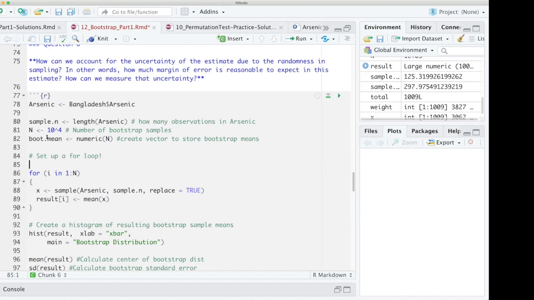What else do I need to change here? Are we still replacing it? We are still replacing it. Yeah, so that's okay. We're going to pick with replacement. So I think this part is okay. We're going to pick from arsenic. We're going to pick 271 values with replacement. That gives me a bootstrap sample that I called X. I'm going to calculate the mean of that bootstrap sample. And I'm going to store it where?